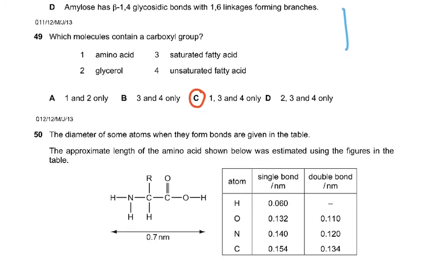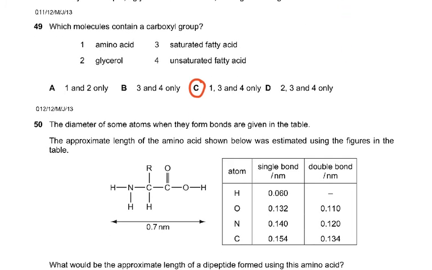Then question number 49. Which molecules contain a carboxyl group? So amino acid, and it was 1, 3, and 4. Glycerol does not have a carboxyl group.